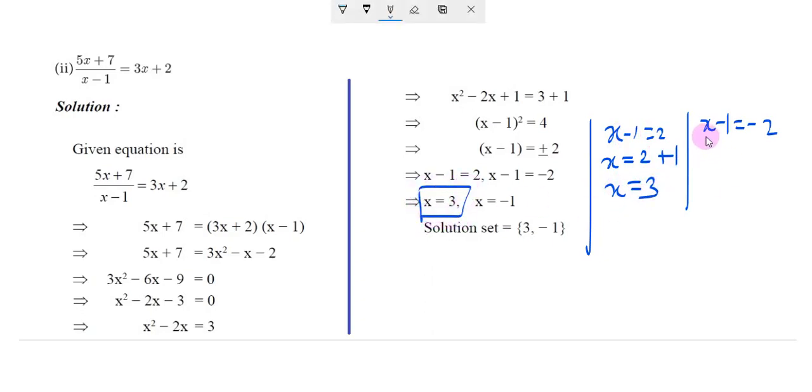Understood? Now x minus 1 equal to minus 2. So x equal to minus 2 plus 1. What is 1 minus 2? Minus 2 plus 1 and 1 minus 2 both are the same. So this is equal to minus 1. So x equal to minus 1. So we get the solution 3 comma minus 1. Understood?